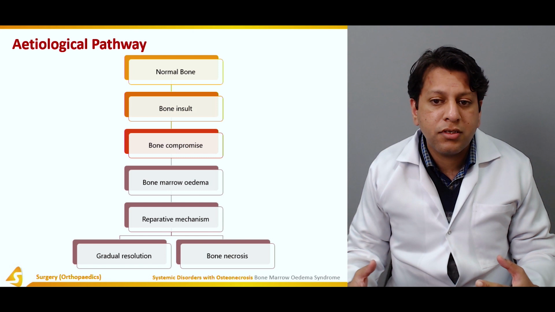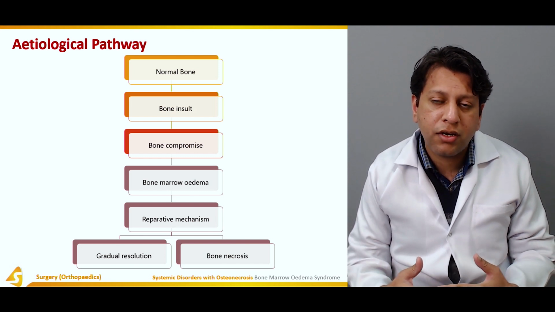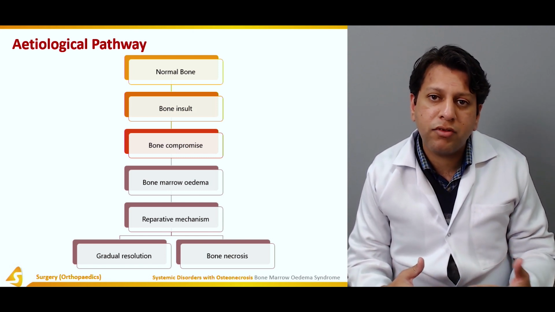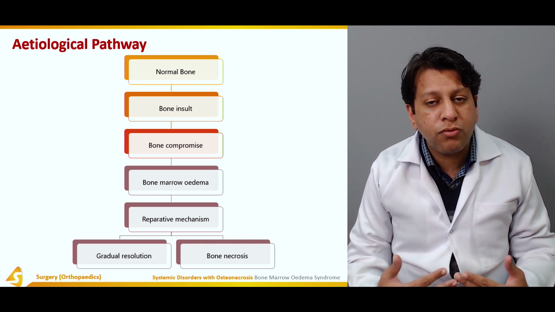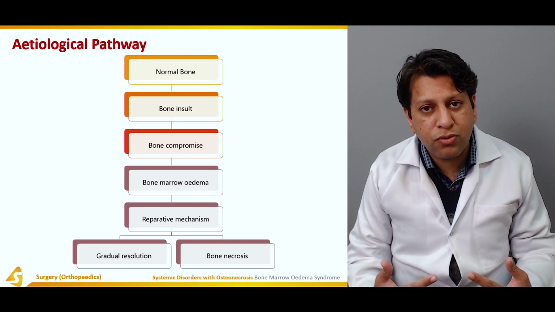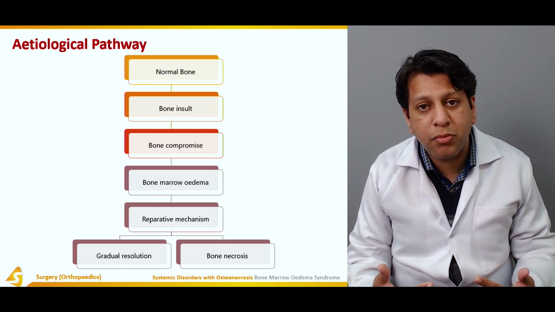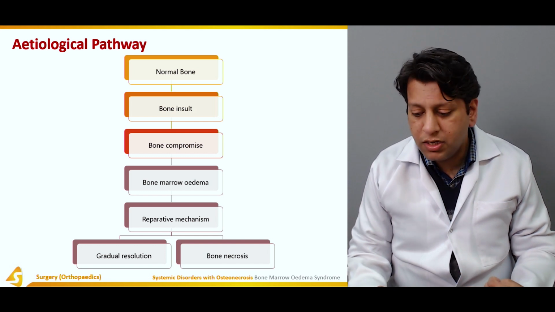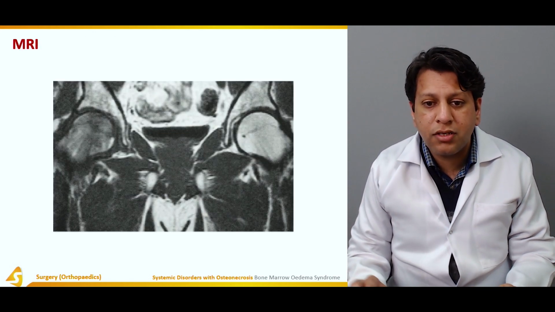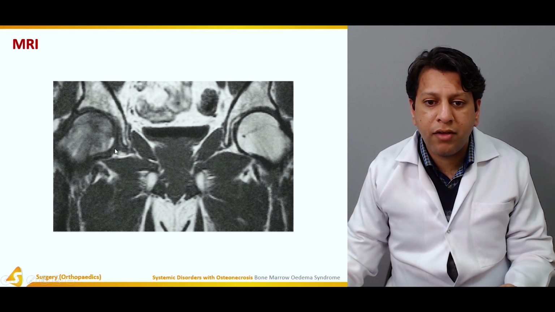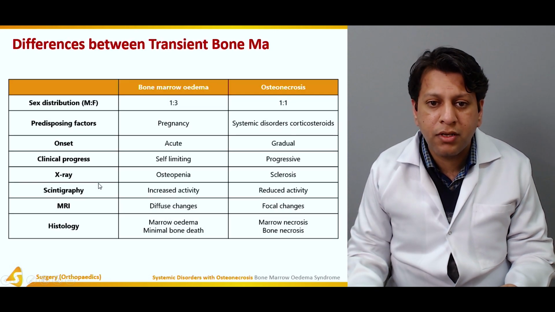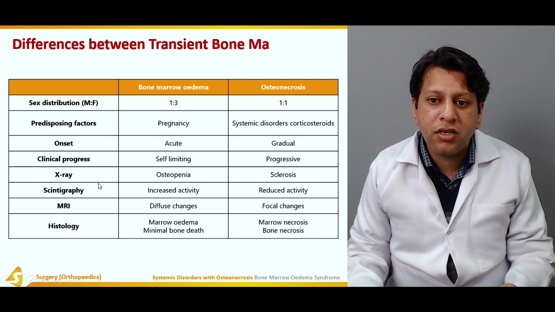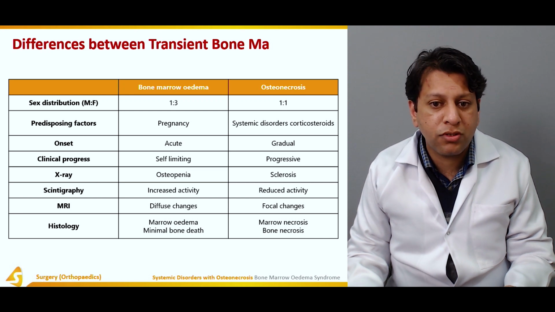If the normal resolution has occurred and the bone has repaired itself, there will be no changes on X-ray and MRI. But if the bone insult was so much that the edema was severe enough that the bone has not been able to repair itself, this would eventually result in necrosis. Now this is an MRI, a T2 weighted MRI. If you see over here, this femoral head is necrosed as compared to this side, especially on the right side. So what is the difference between transient bone marrow edema and osteonecrosis?